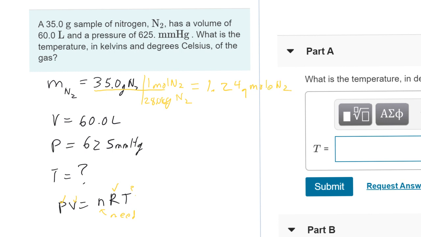One other thing I need to do before I can use PV = nRT is remember your pressure in order to use PV = nRT has to be in atm because we've only memorized one value of that gas constant. So let's convert millimeters of mercury into atm. And that's going to give me 0.8224 atm. So now I have what I need to plug and chug.